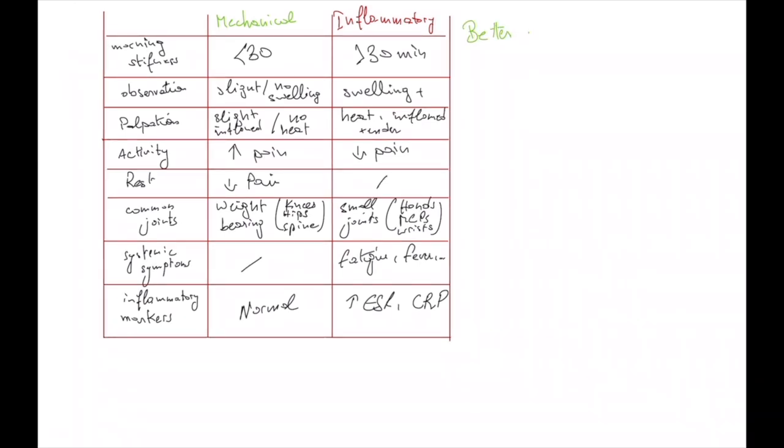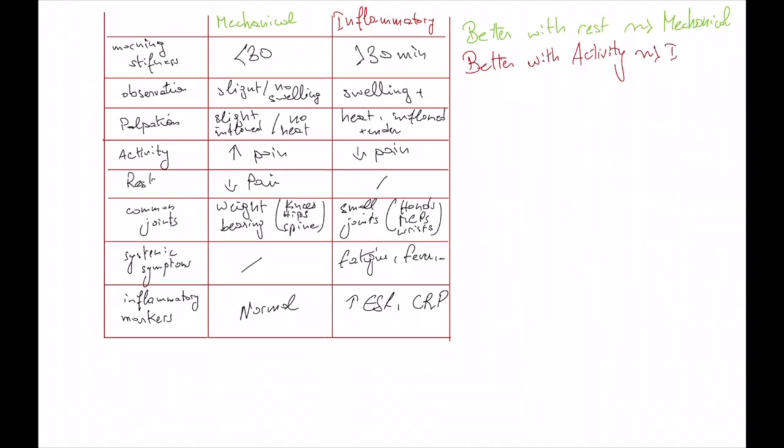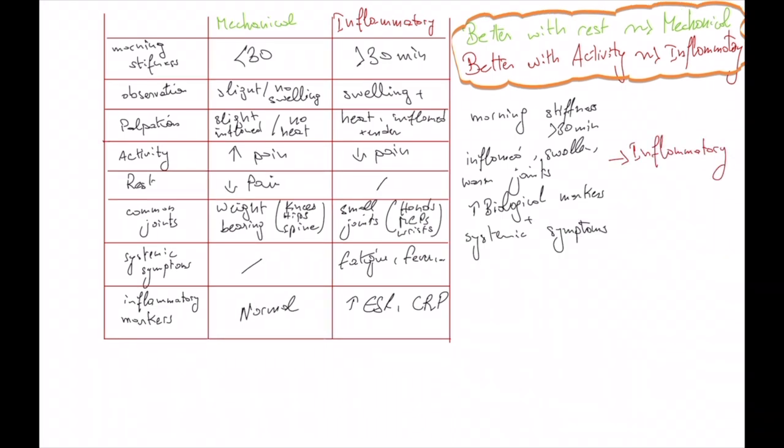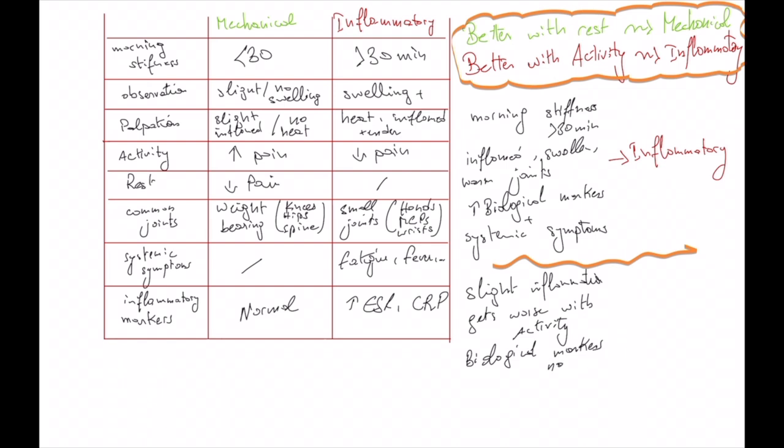For a quick recap, if it's better with rest, think mechanical. If it's better with activity, think of inflammatory arthritis. If a patient is complaining of morning stiffness for more than 30 minutes, swollen, warm, and sensitive joints, increased inflammatory markers, and systemic symptoms, you probably have inflammatory arthritis. But if the joint pain worsens with activity, has no systemic symptoms, reveals normal lab markers, and occurs in weight-bearing joints, it's more likely mechanical arthritis, such as osteoarthritis.